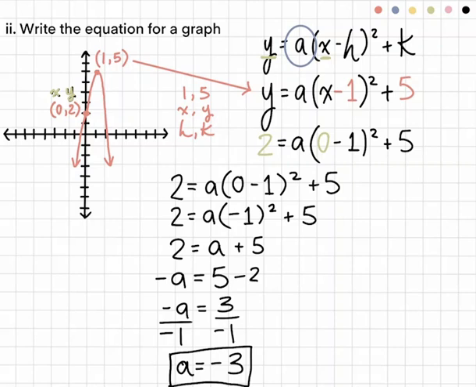This is great because I know that my a has to be negative due to the fact that the parabola is opening down, and the parabola also appears stretched compared to what the parent function would look like. I can try to draw the parent function in here, which is always a little bit wider. Maybe not that wide, but right? So now we can write the equation for this graph.